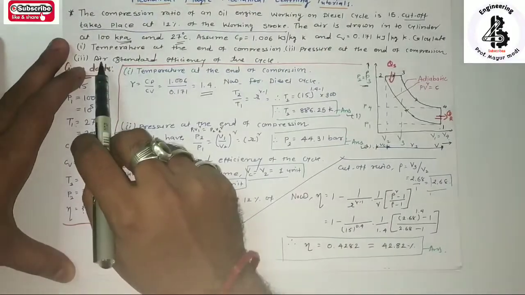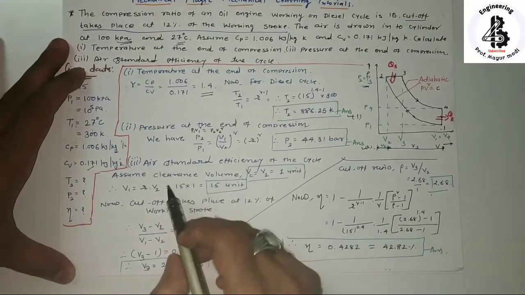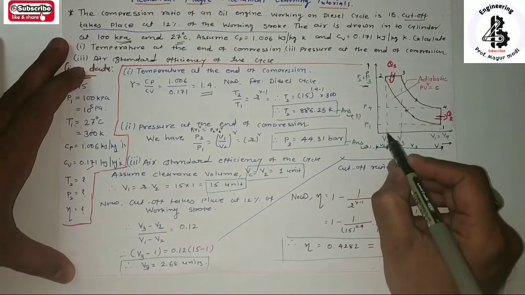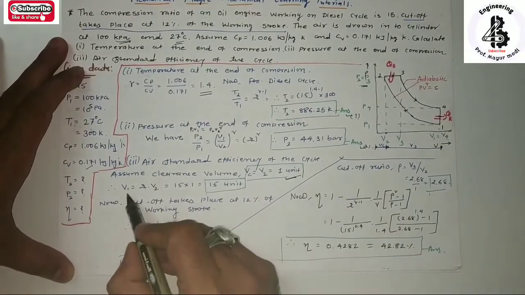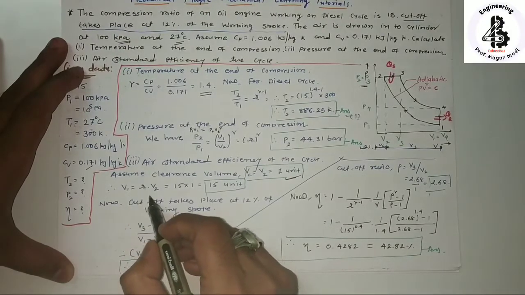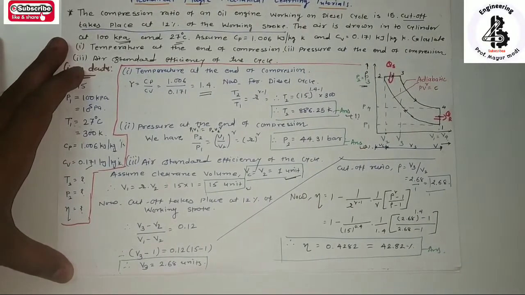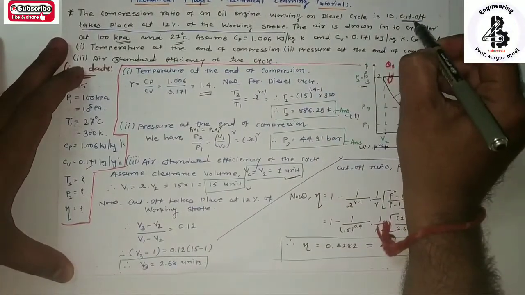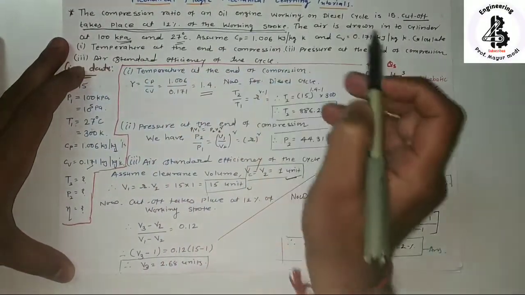Now I am interested in finding the air standard efficiency of the cycle. For this, we assume that the clearance volume, VC or V2, is equal to 1 unit. These are certain assumptions. So V1 upon V2 is R, so V1 equals R into V2, which will be 15 units. Now the cutoff takes place at 12% of the working stroke. That is the given data over here.